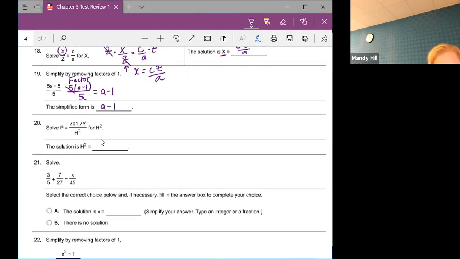They want me to solve this for h squared. So right now I have p is equal to 701.7 times y over h squared. Well, I need h squared to not be on the bottom because the whole goal is to solve for h squared. So right now we're dividing by h squared, and I need that h squared to move to the top. These are going to cancel out when I do that. So I would have 701.7 times y.